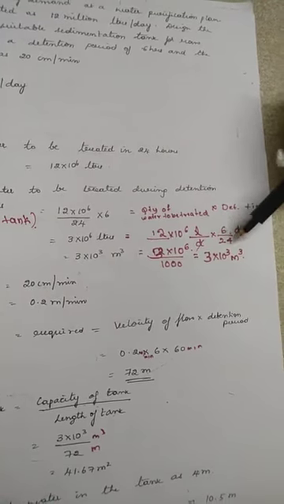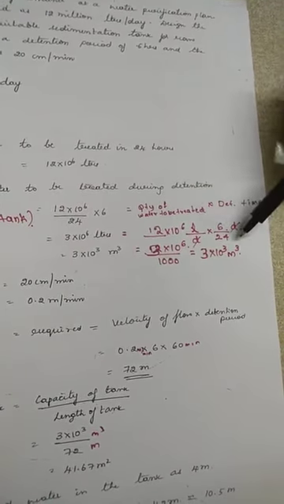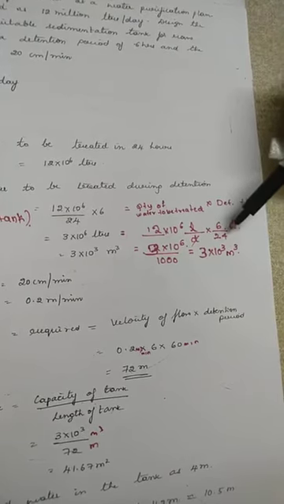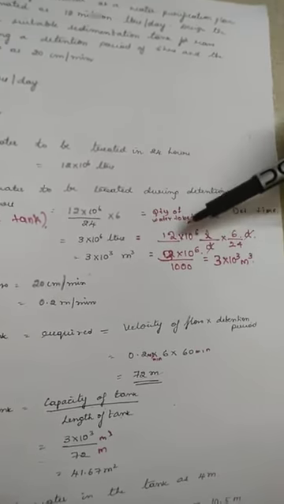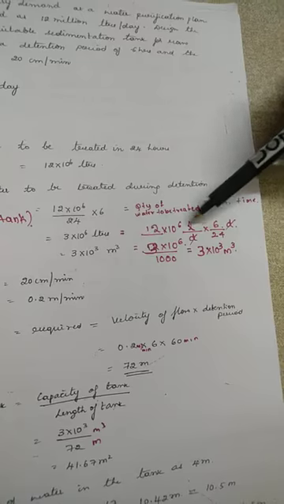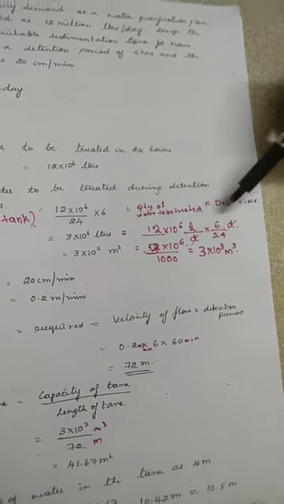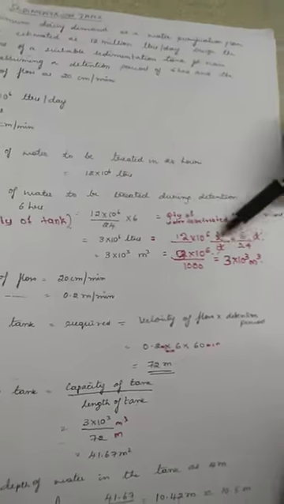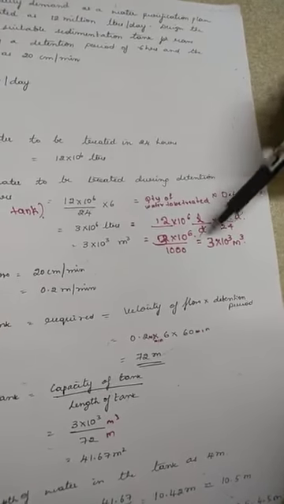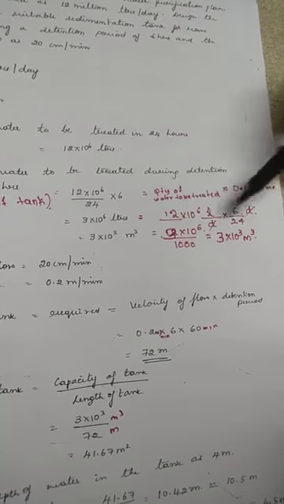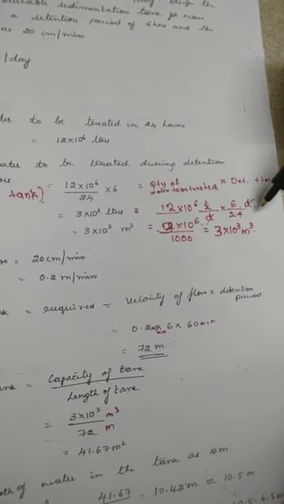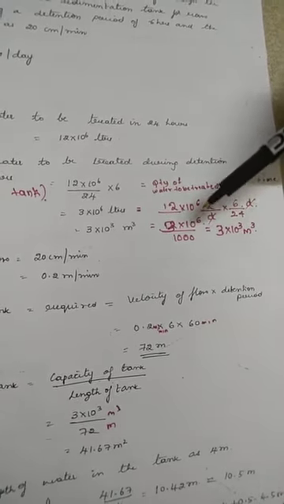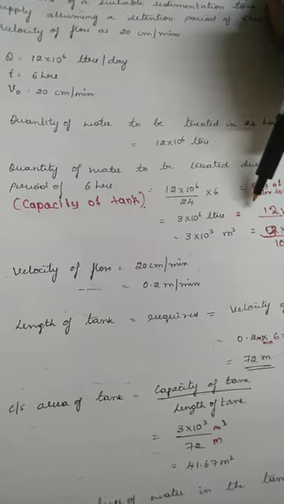Why have I divided 6 by 24? 1 day has 24 hours. Here also it is in hours, so I want to convert this to per day. So here, 12 multiplied by 10 to the power 6, times 6 divided by 24. This is conversion of 6 hours into days. Here it is liter per day and here it is day. Day is going to get cancelled and the remaining is 12 ones and 12 twos. So what will remain? Here 2 and 3. So it will become 3 multiplied by 10 to the power 6. Now the answer will be in terms of 3 into 10 to the power 6 liters.